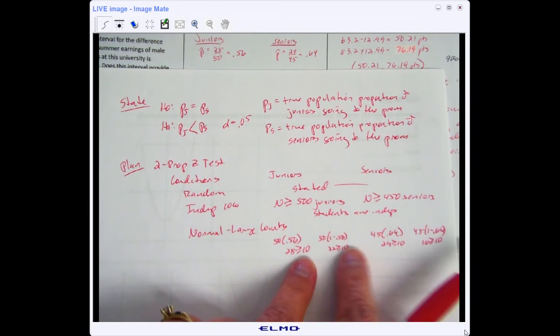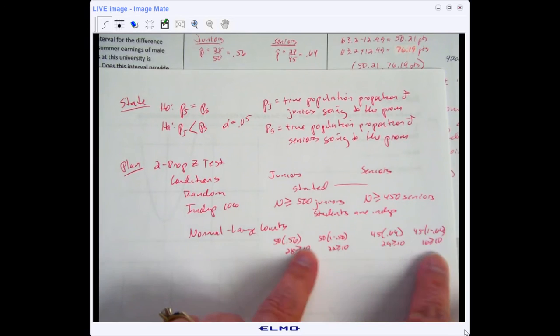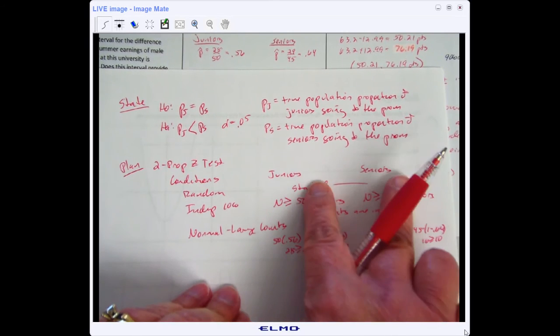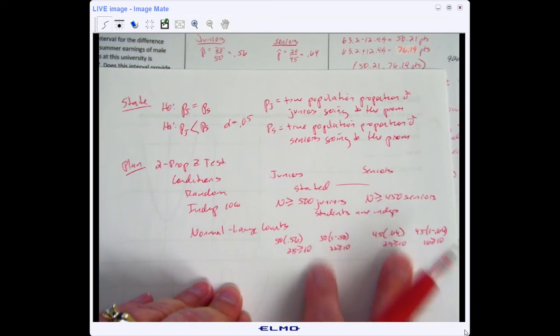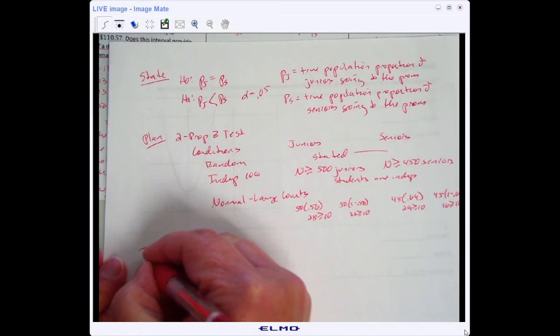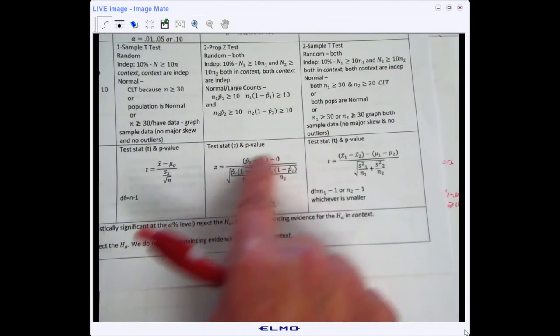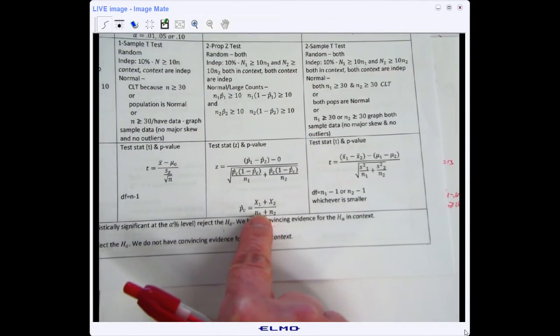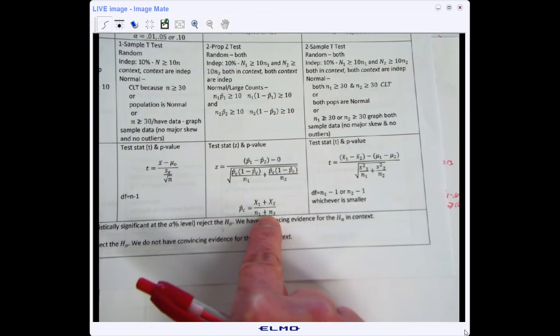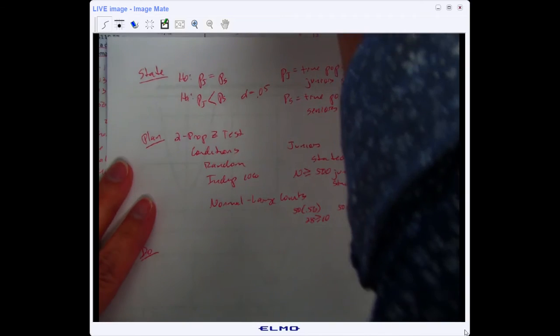Okay, so my large counts works for my juniors and my seniors. Everything's greater than 10, I'm good. So again, it's the same stuff. I just have to do double duty. Okay, so let's do the "do." Again, let's look at our sheet here. I'm not going to go through all this. Plus there's a combined P, where I have to combine my X's and my N's. I'm just going to run all this in the calculator.